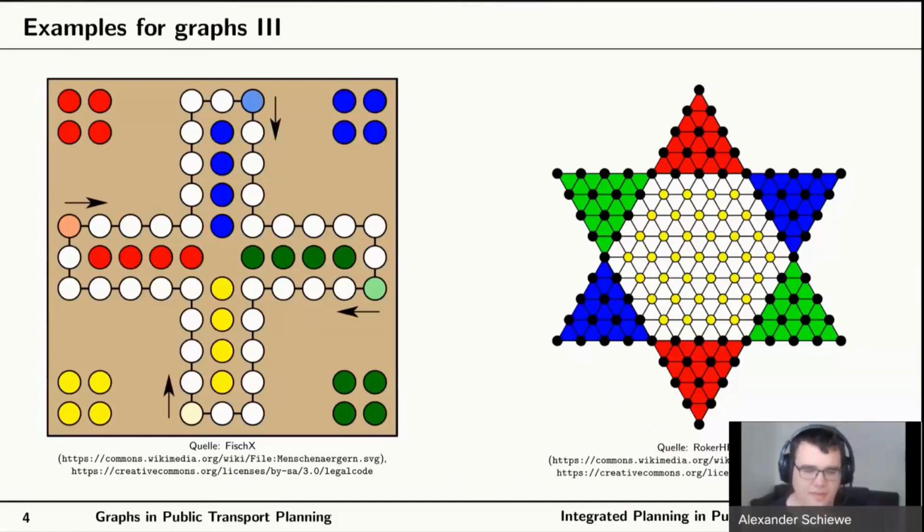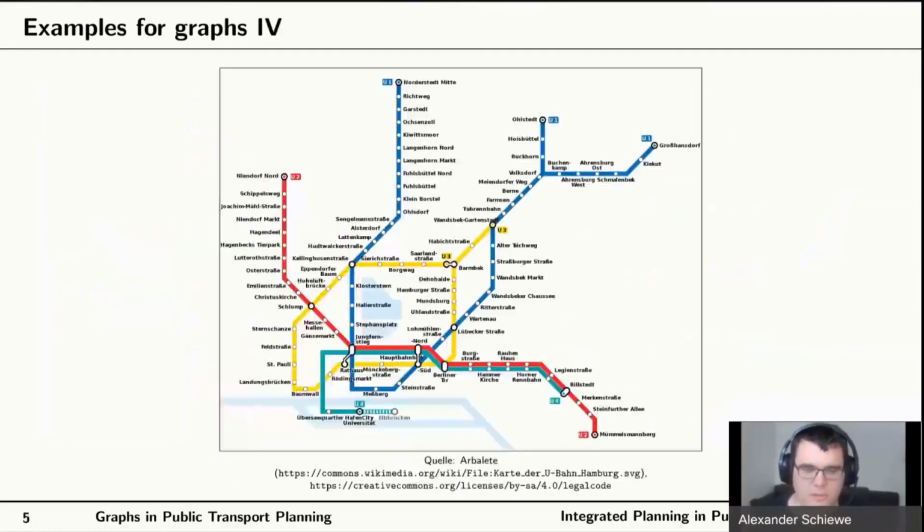The last example, which is more in the direction of public transport planning, is this line graph here. I brought the map of the metro system in Hamburg, where we have nodes that are the stops, and we have connections between them that are given by the lines of the metro system. And again, we see here different ways you can interpret and display this. This is of course not real-world data where you really see the streets, but more like a representation, and we can have different connections between different stops.